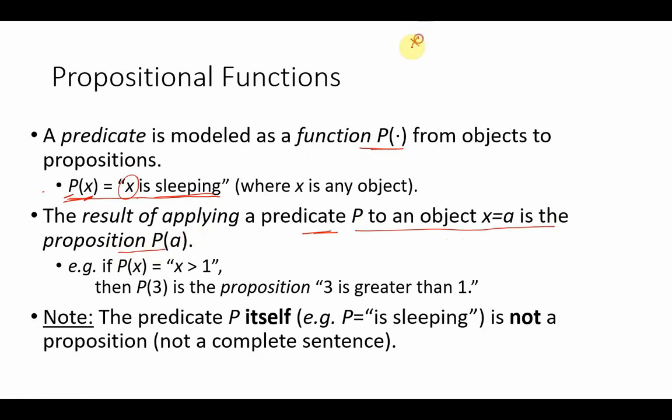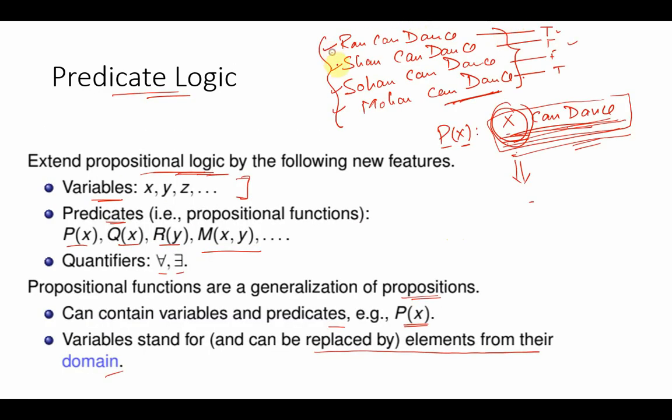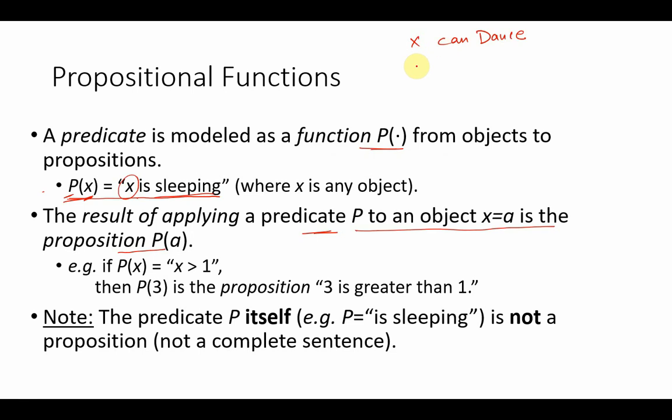Say, for example, if I say X can dance, right? If you remember in the previous slide, I said that for Ram, Sham and Mohan, the proposition was true, and for Sohan it was false. So now if I represent this as P of X, and I say X is equal to Ram, now if I say P of Ram, this becomes Ram can dance. Now this is no longer a predicate, it has now become a proposition.